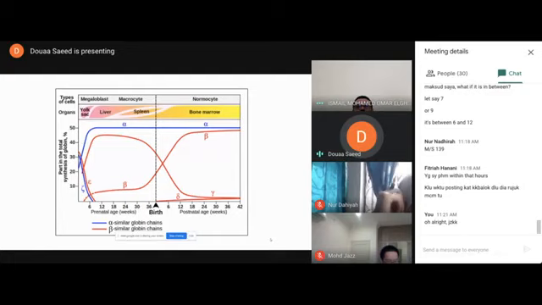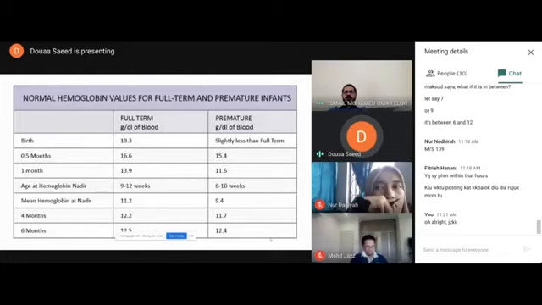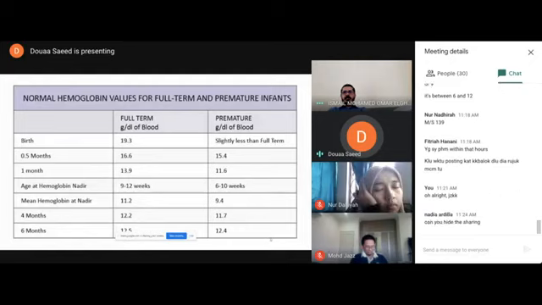This is the normal hemoglobin values for term and premature infants. So we'll start with full term first, which is the second column. At birth, the normal hemoglobin level will be 19.3. Then as you go on to 0.5 months and 1 month, you can see there's a decreasing trend. By 9 to 12 weeks, the hemoglobin level will be at its lowest. It's called a nadir point in their life, where the mean hemoglobin will be at around 12.2.